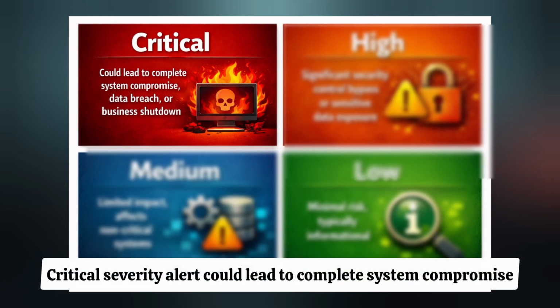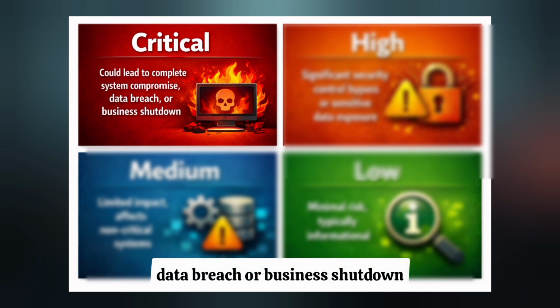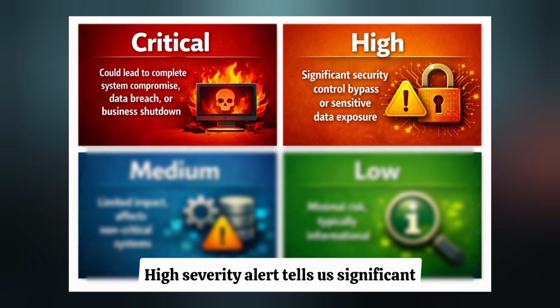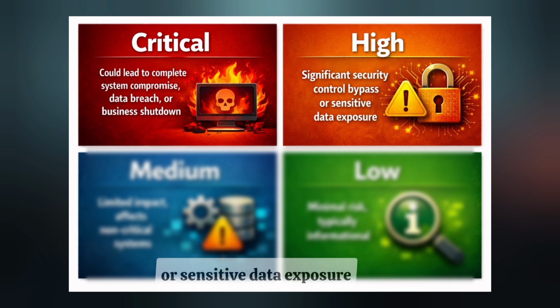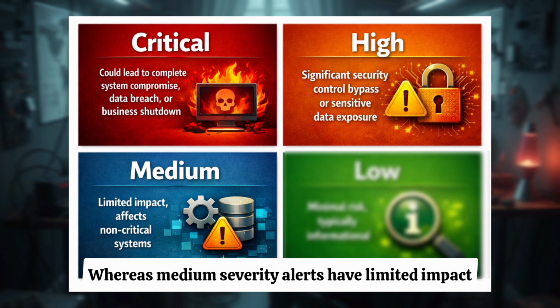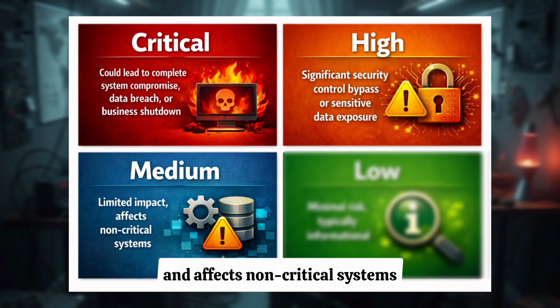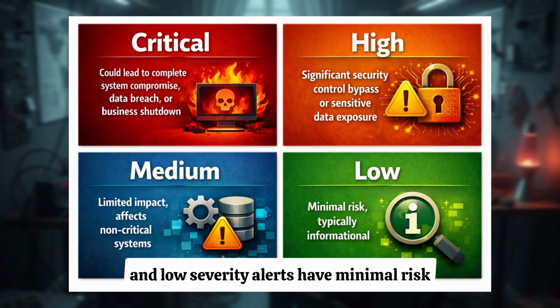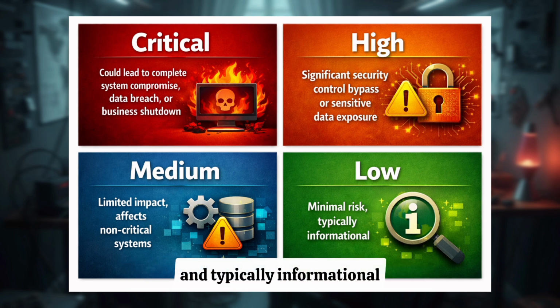A critical severity alert could lead to complete system compromise, data breach, or business shutdown. A high severity alert tells us of a significant security control bypass or sensitive data exposure, whereas medium severity alerts have limited impact and affect non-critical systems, and low severity alerts have minimal risk and are typically informational.